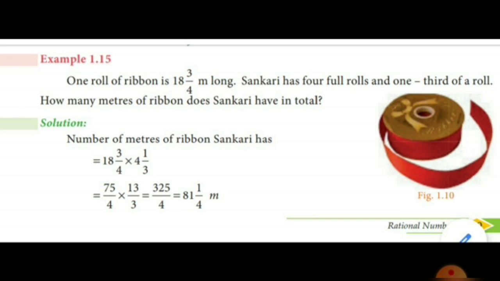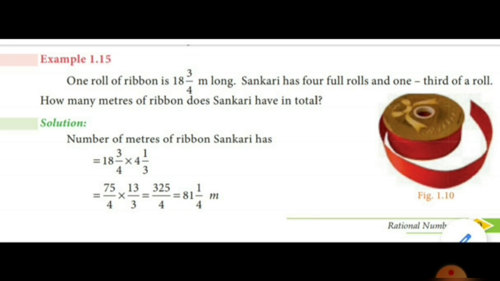These are all mixed fractions. Mixed fractions means we have to convert them into improper fractions, then do the multiplication. So 18 into 4 plus 3: 18 into 4 is 72, 72 plus 3 is 75 by 4. 4 3s are 12, 12 plus 1 is 13 by 3. 3 and 75 can be cancelled. 1 3s are 3, 25 into 13 is 325. So 325 by 4. Now do the division.